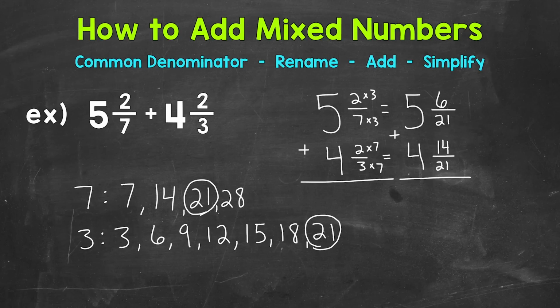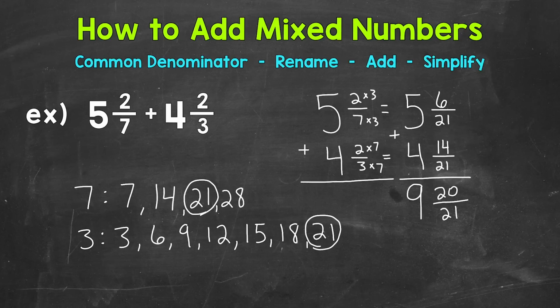Now that we have a common denominator between our fractions, we're able to add. So let's add our fractions and then whole numbers. So for our fractions, add the numerators. 6 plus 14 is 20. And then we keep our denominator of 21. So 6/21 plus 14/21 equals 20/21. So we added our fractions. Now let's add the whole numbers. So 5 plus 4 is 9. So our final answer is 9 and 20/21.